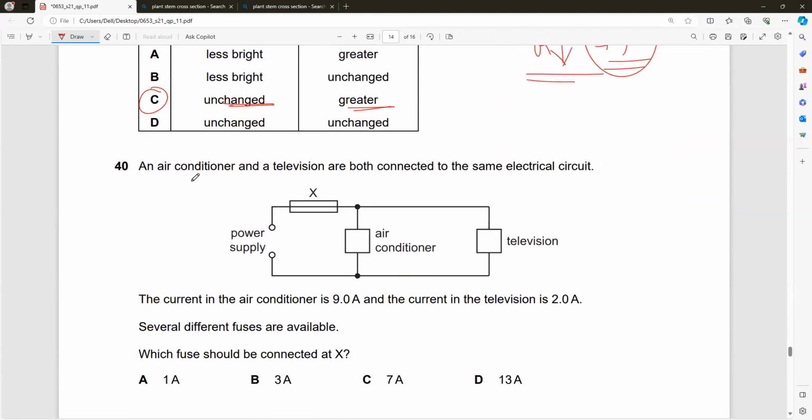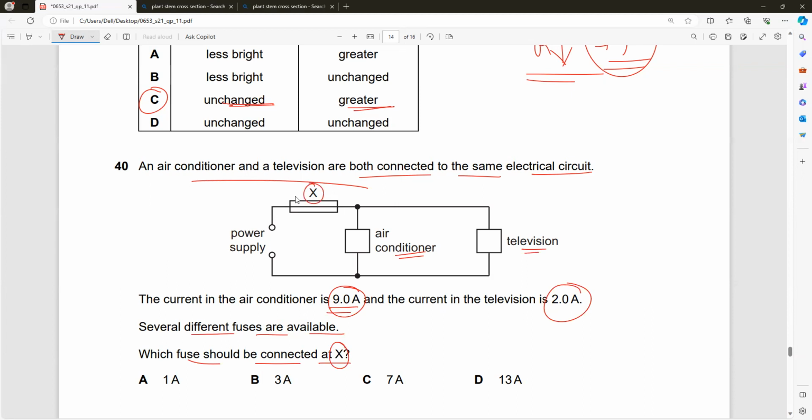Next. An air conditioner and a television. This is related to the circuits. Domestic electric circuit, another important question. I think you will have a similar question in the exercise in the textbook also. An air conditioner and a television are both connected in the same electrical circuit. Now the current in the air conditioner is 9 ampere and the current in the television is 2 ampere. Several different fuses are available. Which fuse should be connected to the X? What is the suitable fuse they are asking?